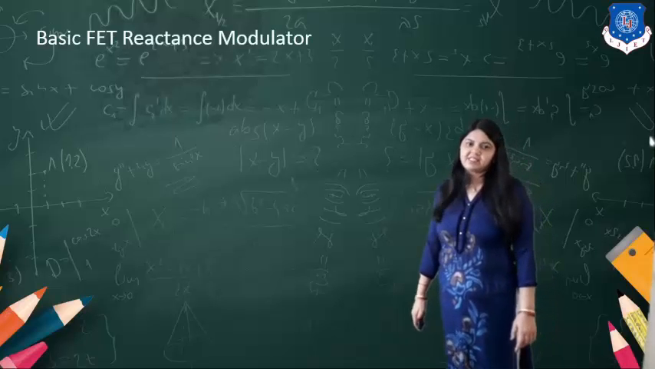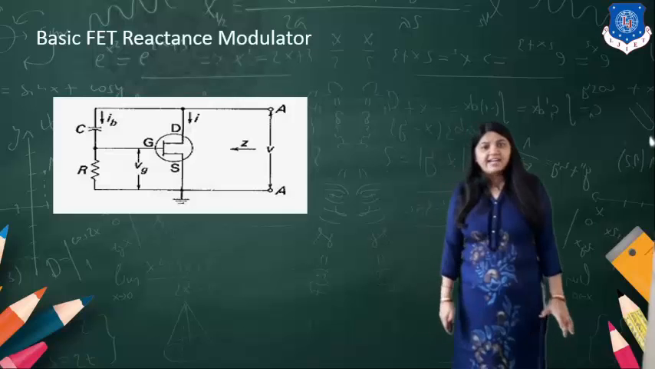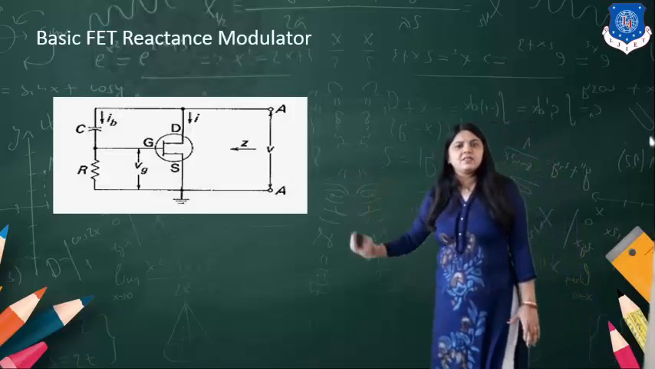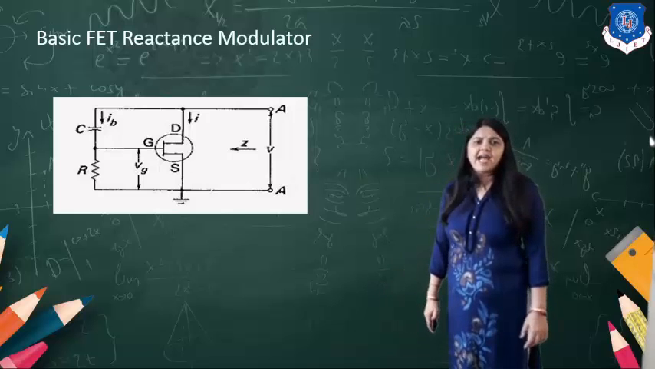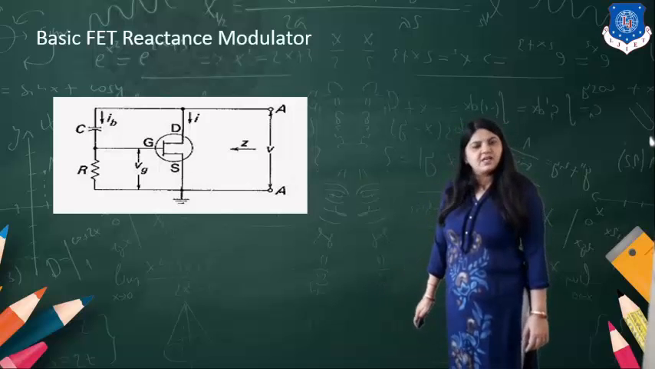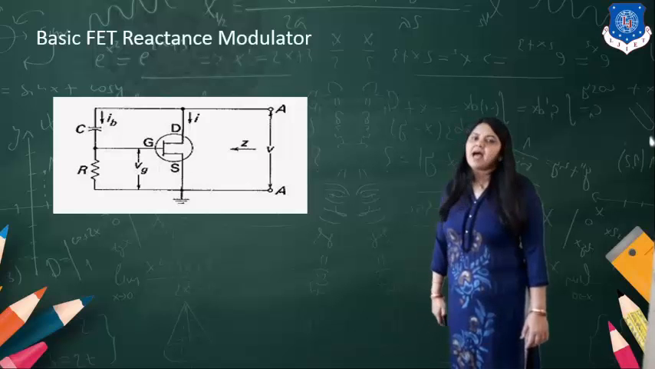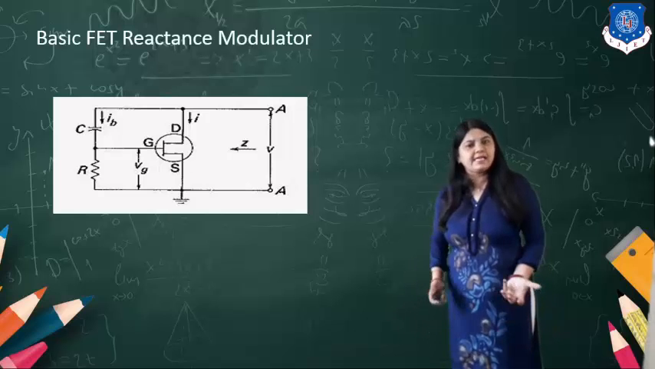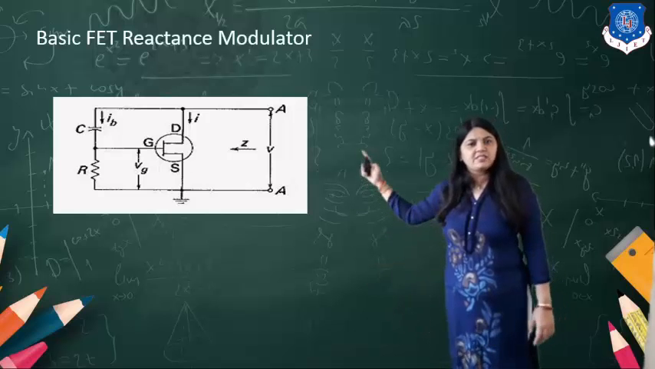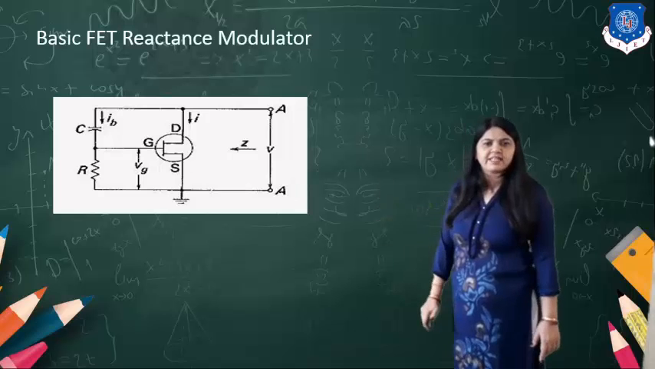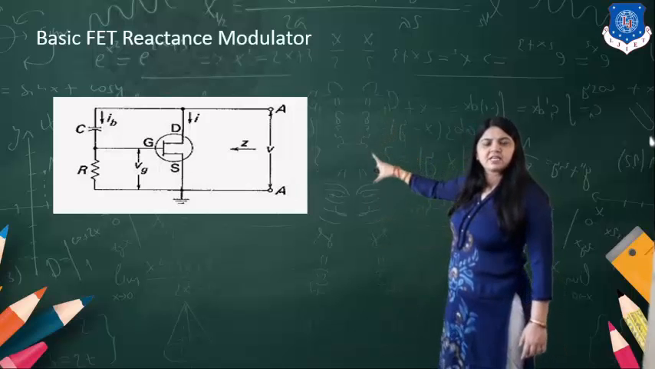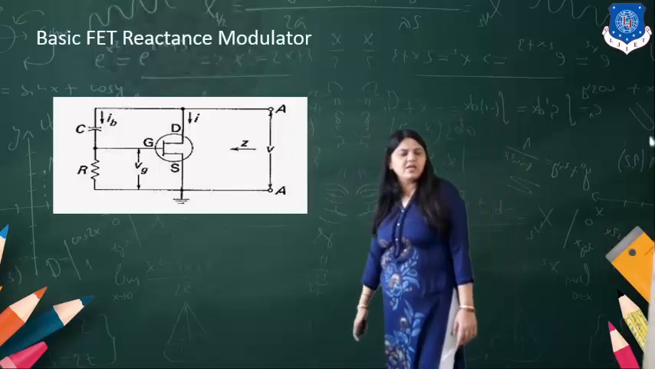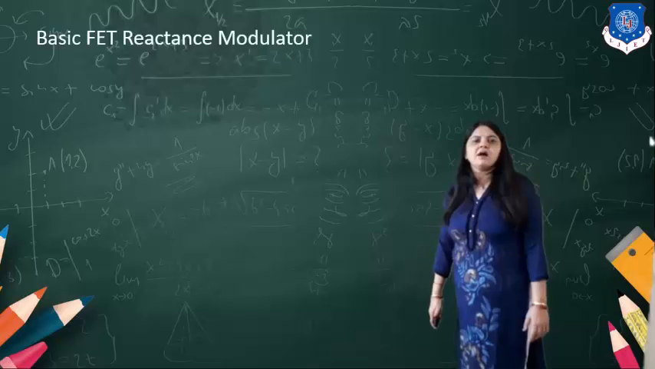Okay, now the next is the basic FET reactance modulator. Now here you can see the FET reactance modulator. We have the FET, and the R and C components are connected. Here this is the terminal A-A. Over here between the drain and the source, we are able to measure the output.